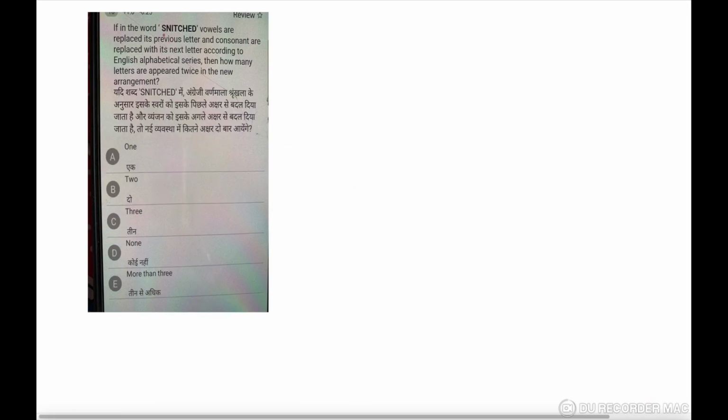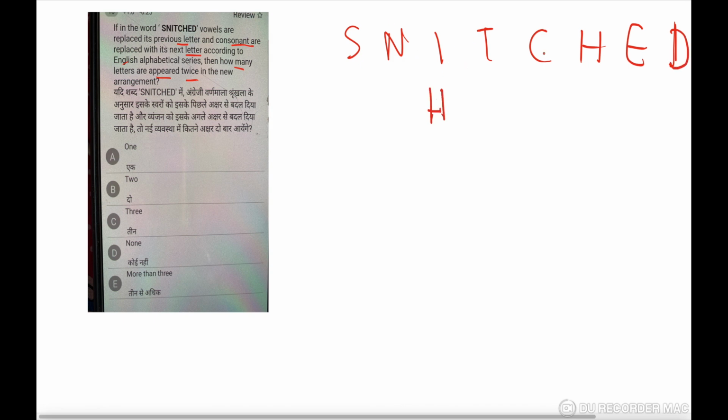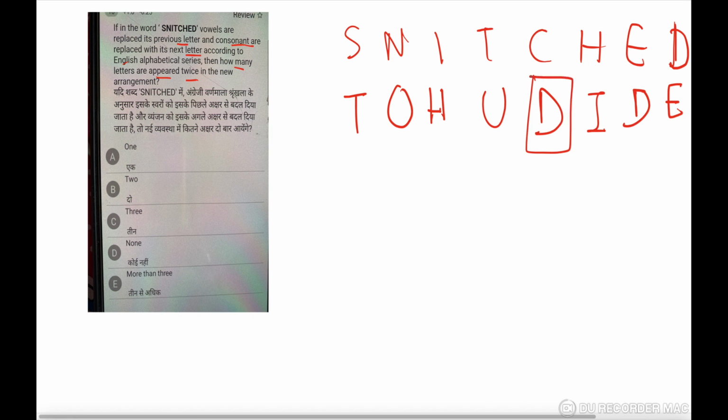Next, a 1 mark question. If in the word snitched, vowels are replaced by their previous letter and consonants by their next letter, then how many letters appear twice? Okay, snitched. Vowels by their previous letter, H, then D, D, and consonants by their next letter, T, O, U, D, I, E. So this means only D appears twice. So your answer is 1.